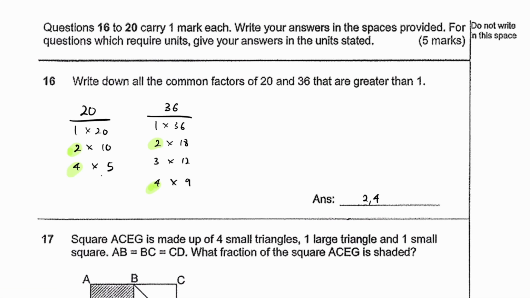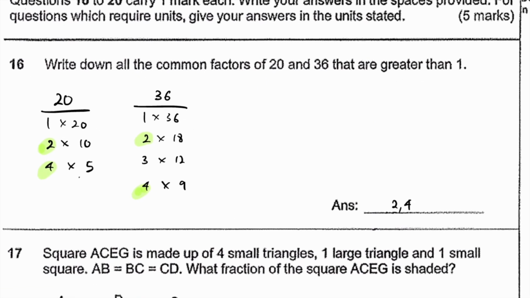Write down all the common factors of 20 and 36 that are greater than 1. So let's make a list, shall we? The common factors first of 20 and 36. The common factors are 2, 4. That's it, right? But greater than 1. So basically that's 2, 4. We are not interested in 1.